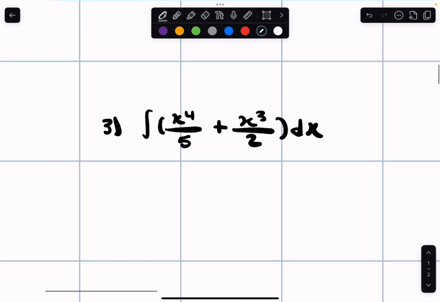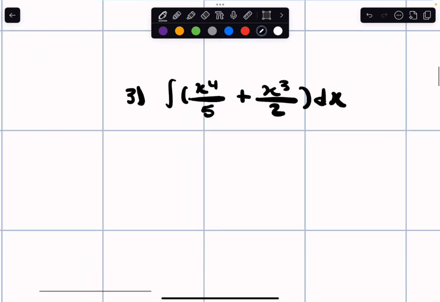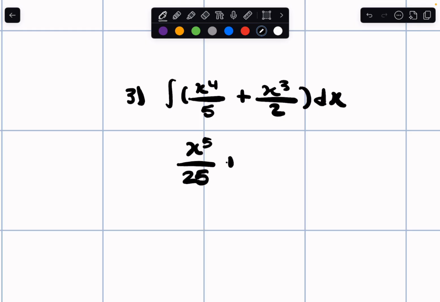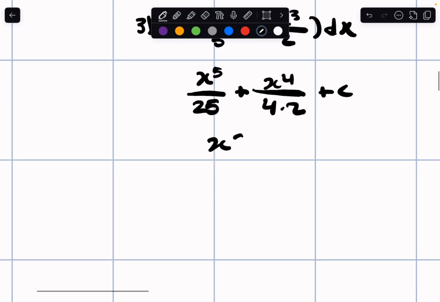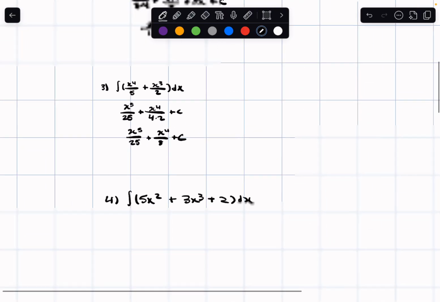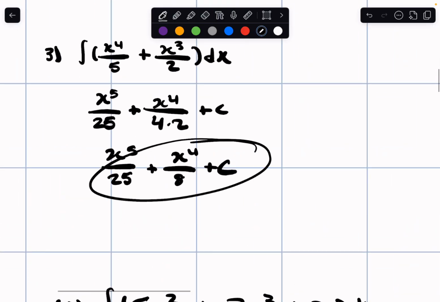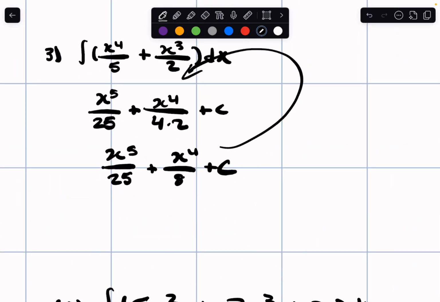All right, let's see here. So we have a simpler one. So I'm going to add 1 to the power, and then I'm going to divide it. It'll be x to the 5th over 25 plus, so 3 plus 1 is 4, so it'll be x to the 4th over 4 times 2 plus c. So it's going to be x to the 5th over 25 plus x to the 4th over 8 plus c. And then if we take the derivative of this, we're going to get what's inside the integral.